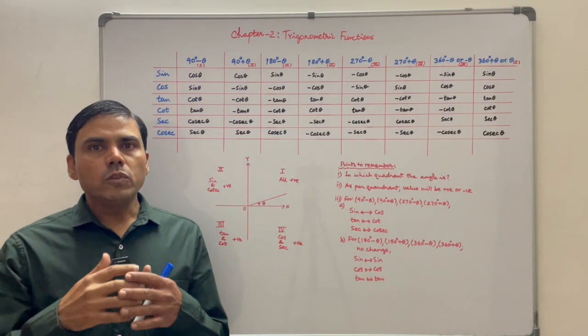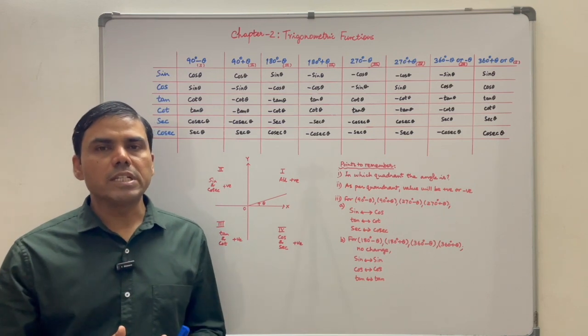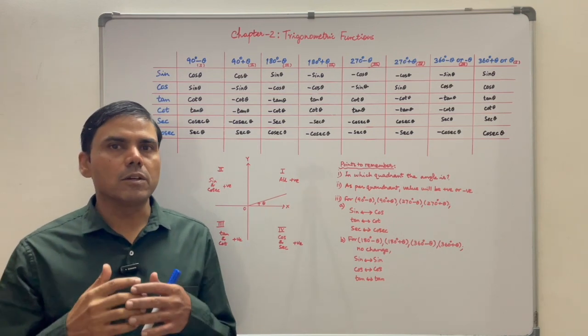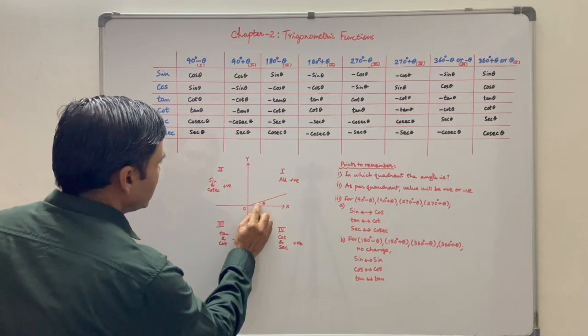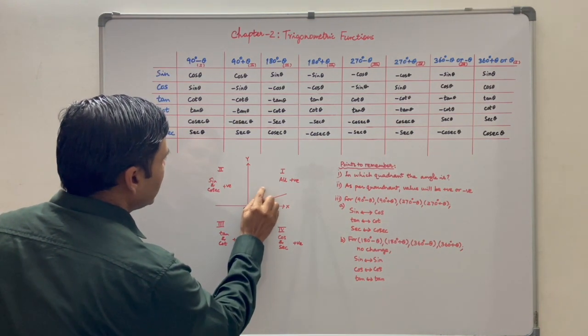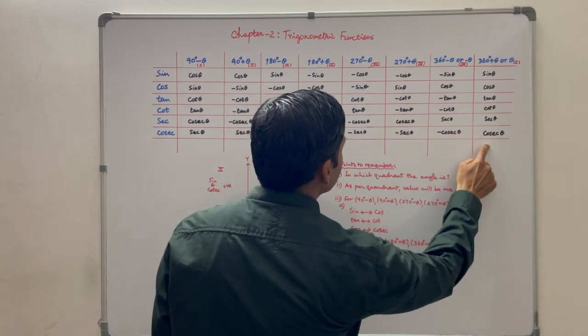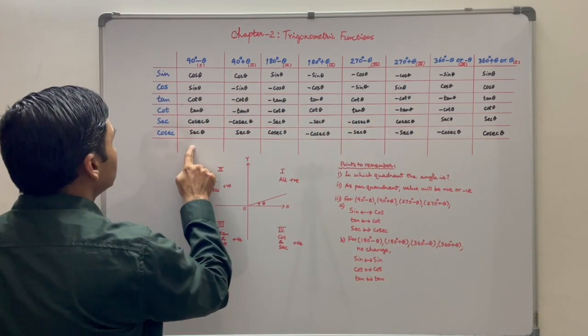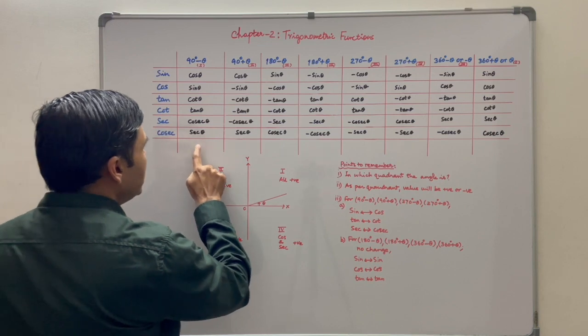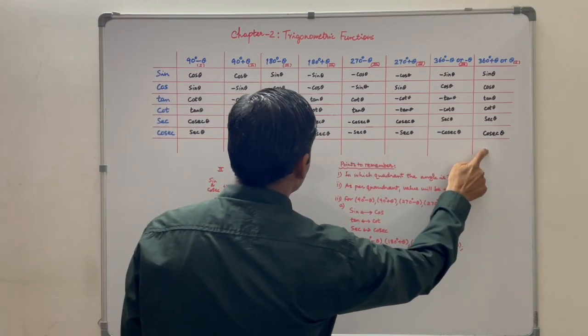Now let us see how the values of trigonometric ratios change when the angles are in different quadrants. If the angle is theta or 90 minus theta, angle is in first quadrant. In this table, in last column, angle is theta and in first column, angle is 90 minus theta. So in these two columns, angle is in first quadrant.